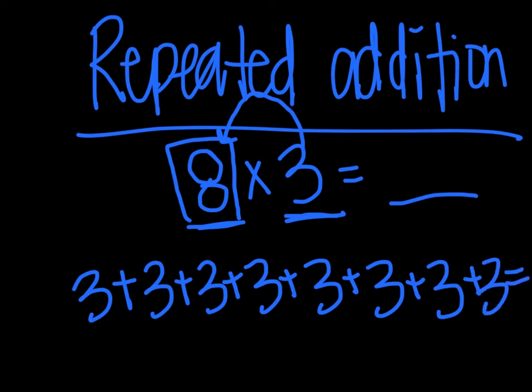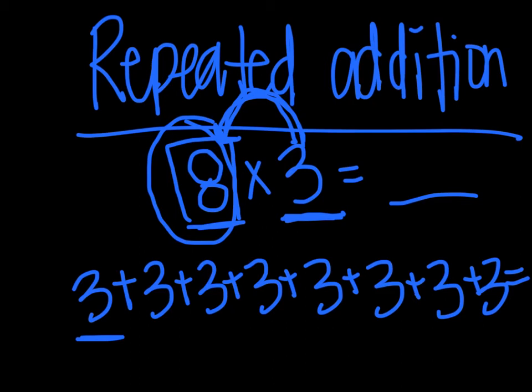So with repeated addition, you always put the second number as the number that you add, and the first number is the amount of times you add it. I'll say that again. The second number is the number you actually write, and the first number is the number of times you write the 3.